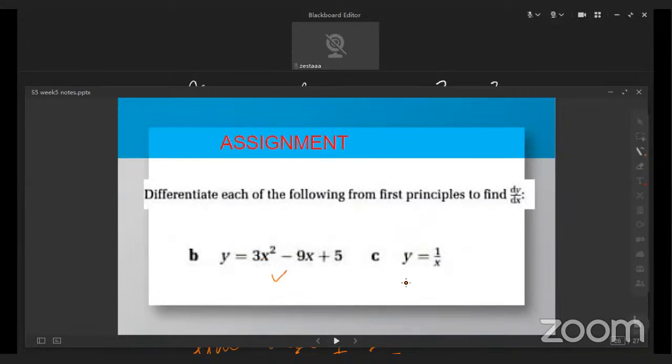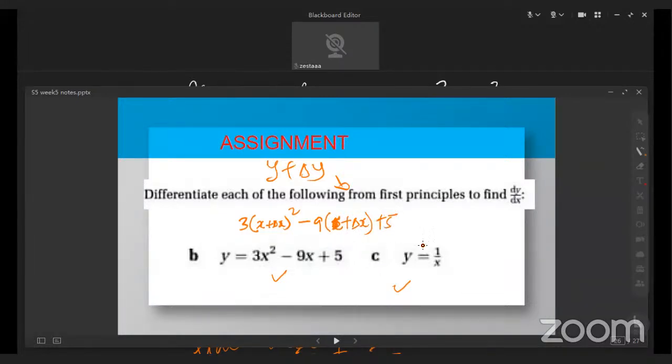Just a simple clue, dear members. When you have this x, and you're getting y plus the small change in y, what do you do here? For the small change, it will be 3 into x plus the small change in x, squared. Look at this, for the smaller change we are now at the top. Minus 9 into x plus the smaller change in x, plus 5.